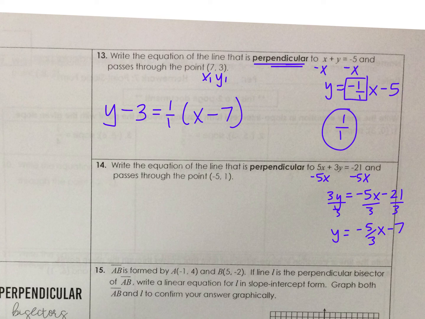I want you to use the information I've given you in number 14 to write an equation for a perpendicular line. When you are done with that, I am done with you. Thank you.